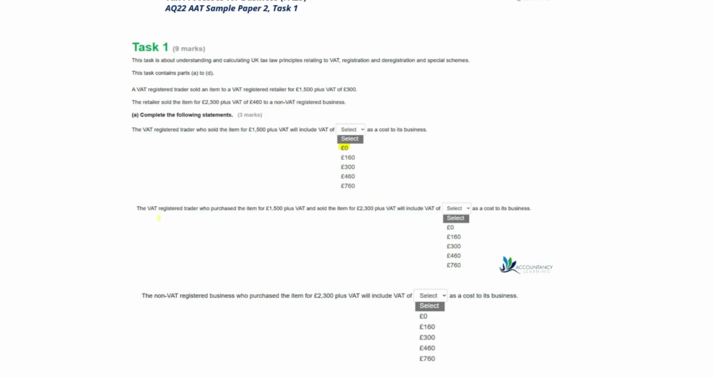So then the VAT registered trader who purchased it for $1,500 plus VAT and then sold it on for $2,300, again, they're going to be able to reclaim that because they are VAT registered. So they're going to have a 0 amount of VAT as a cost to the business. They don't have to absorb that as a cost to the business.